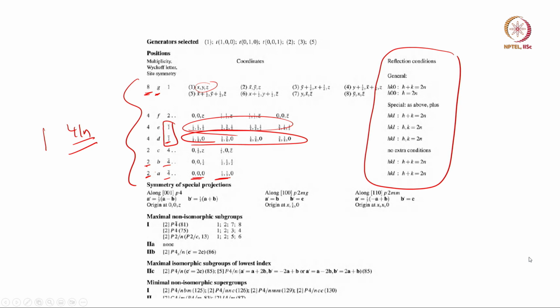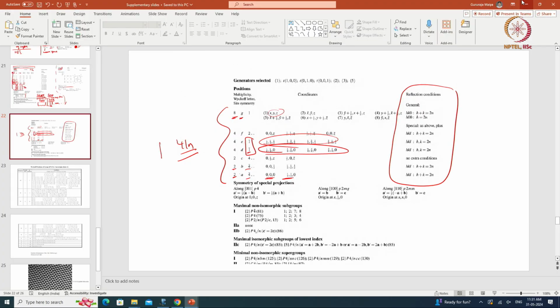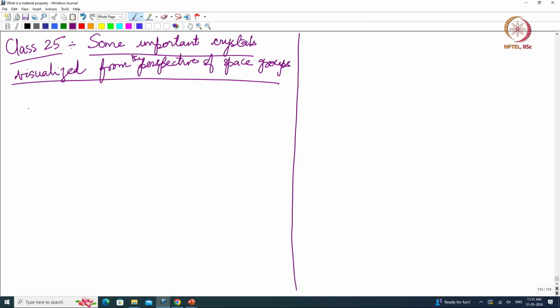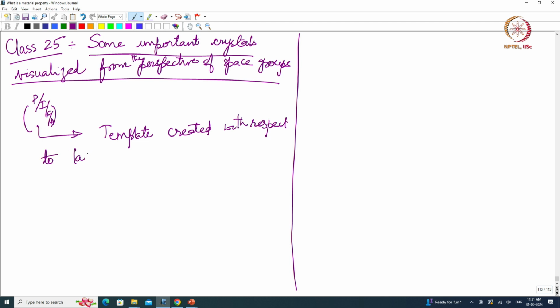That's the first part of the space group. It tells me whether it is a P, F, or I centered lattice, and which crystal system it is. The first part of the space group, which is P, or the Bravais lattice centering I, F, A, B or C, tells me something about the template created with respect to translational symmetry.